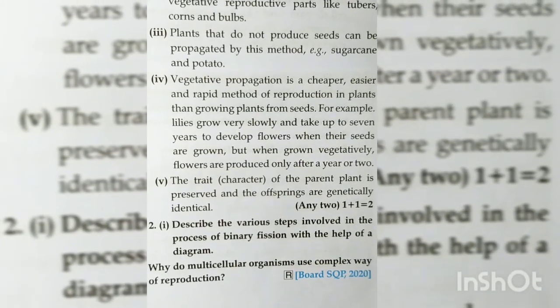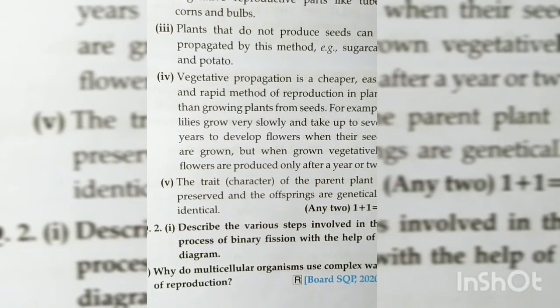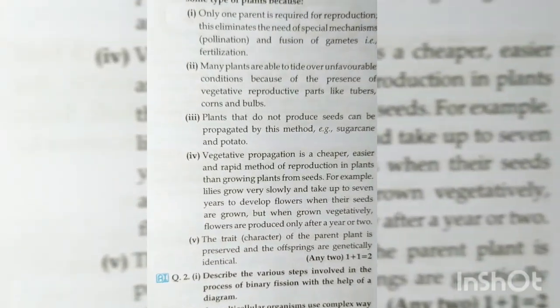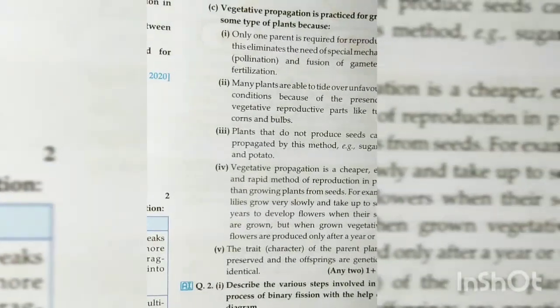Now, the fifth point is that the trait or the character of the parent plant is preserved and the offspring are genetically identical. So this is the whole question of the long answer, which can be asked in the 5 marker.